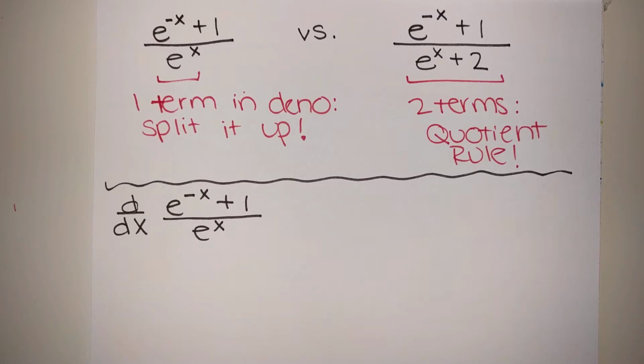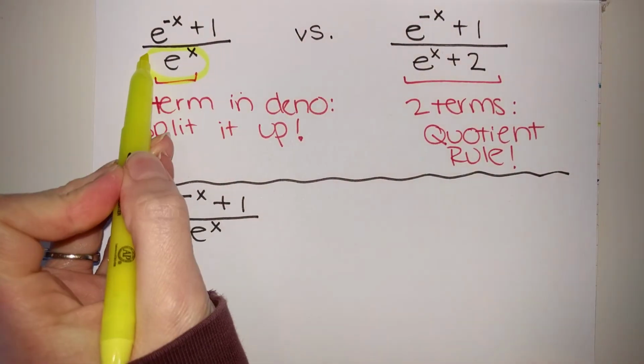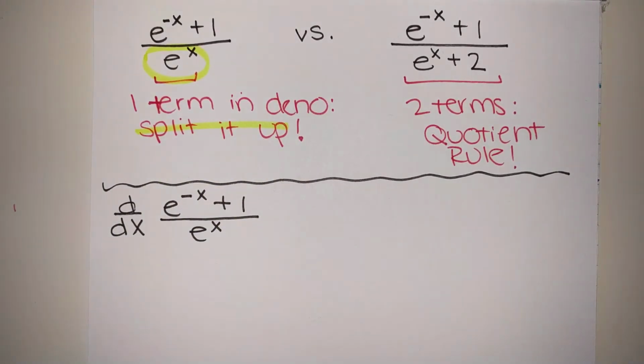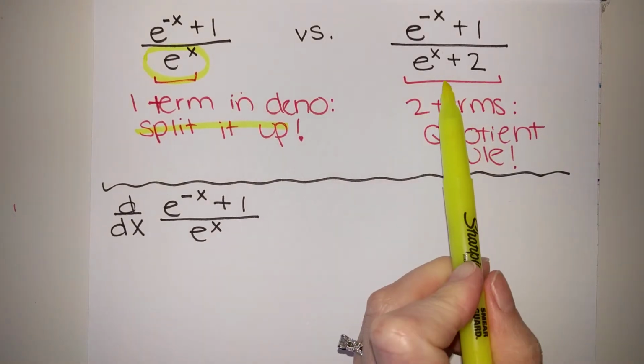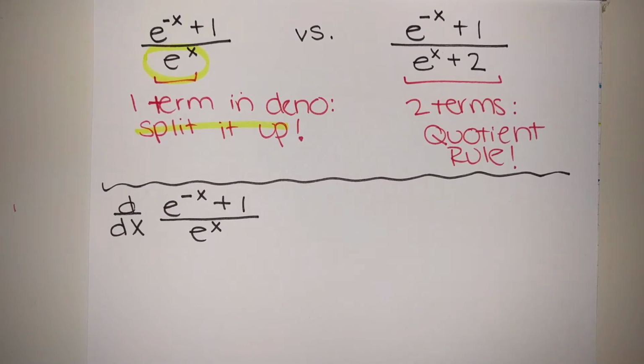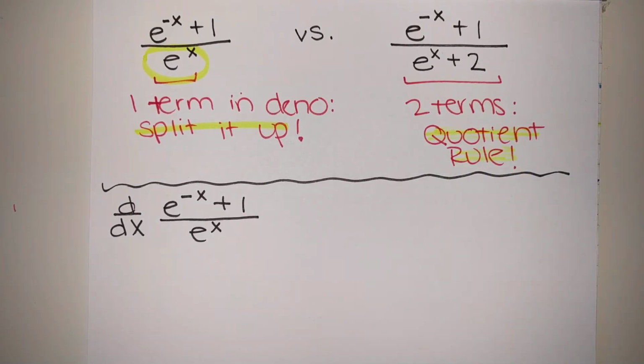Right, so looking at these two problems, it's important to notice that because there is only one term in the denominator here, we can split it up into several little fractions, in this case, two fractions. Whereas if you change this problem just with a plus 2 in the denominator, then you have two terms, and that changes the structure of the problem to the point that you cannot split it up and you would need to use the quotient rule.